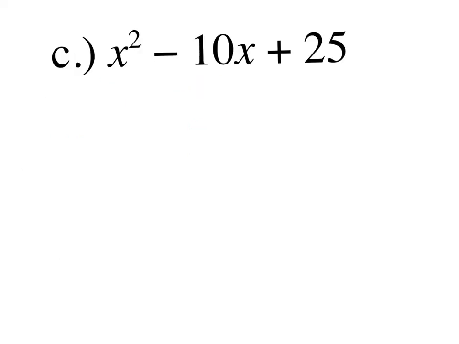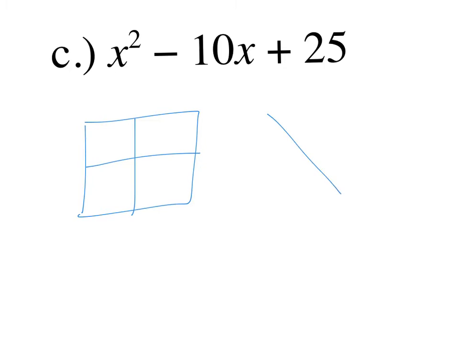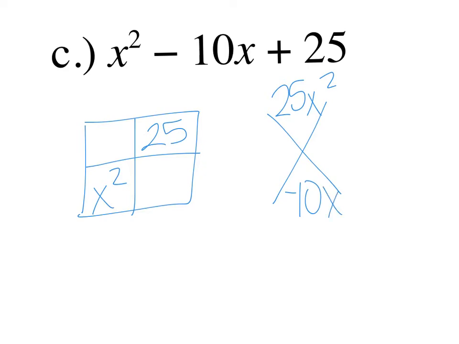In Part C, we're going to look again to see if there's a GCF, and there is not besides one. So we're going to start with our rectangle and our diamond. And if you're getting the hang of this, you actually don't need to do the rectangle and diamond. You can go right into your binomials if you want to, your parentheses. If not, keep using the rectangle and the diamond. So we need two numbers that multiply to give us 25x squared, but add to give us negative 10x. We can think of different combinations, but it's going to be negative 5 and negative 5.